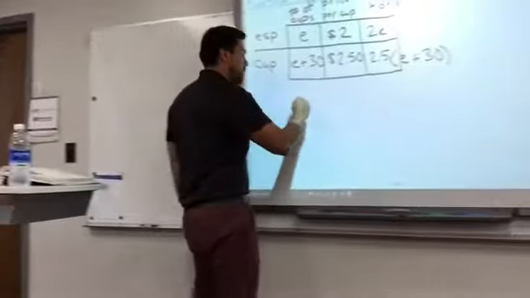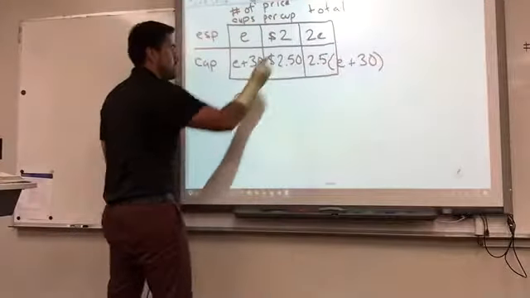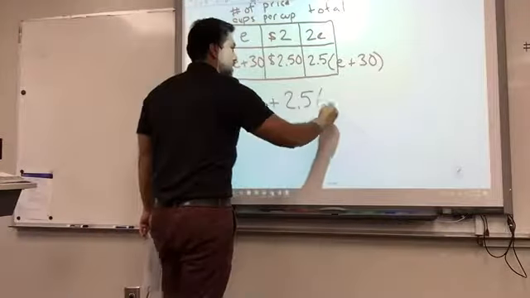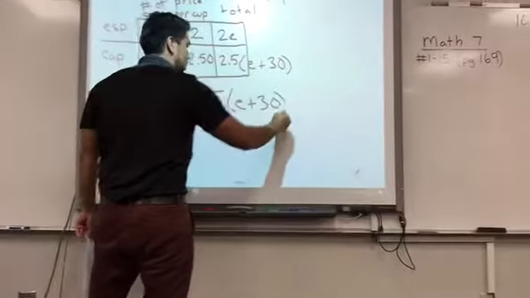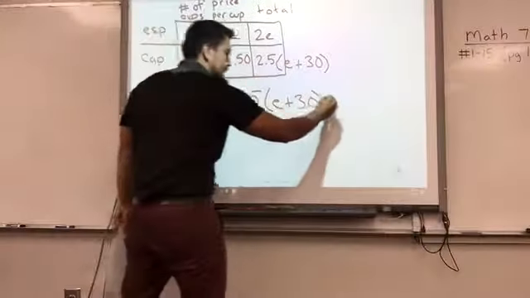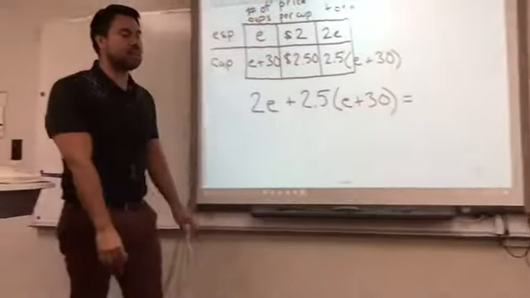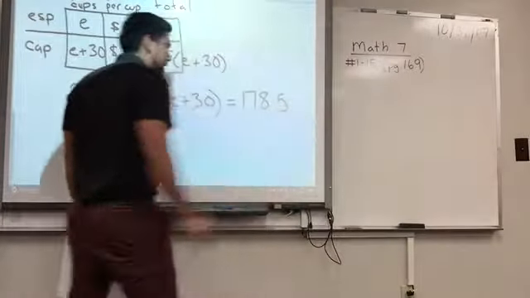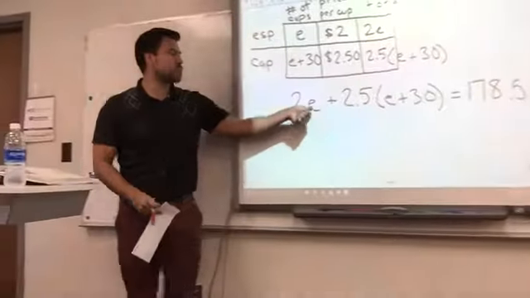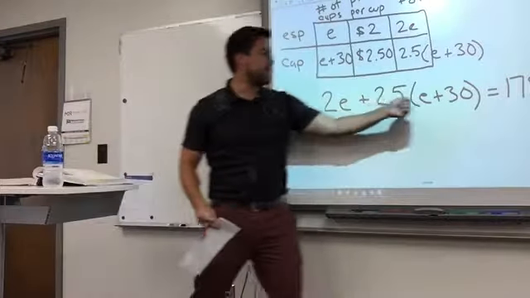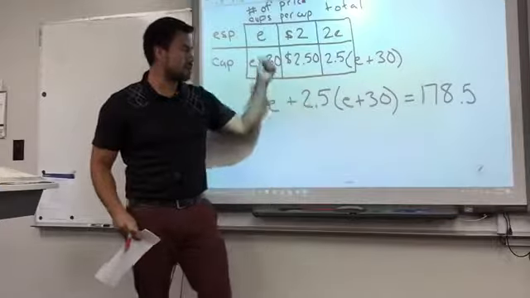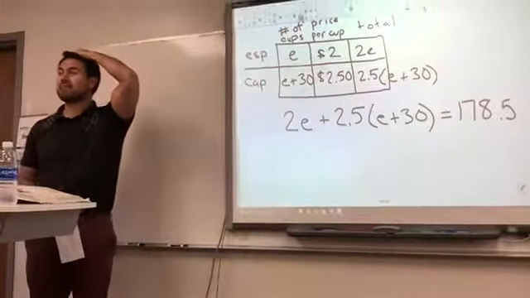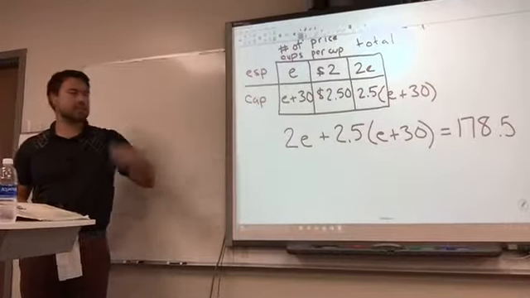So I know that 2 times E, this total right here, plus 2.5 times E plus 30, which is that total, is going to give me a grand total of 178.5. That's how much all of it costs. If each espresso cup costs $2 and each cappuccino cup costs $2.5, then it's going to get me a grand total of $178.50. Do you guys see that? At least kind of rationally get it?